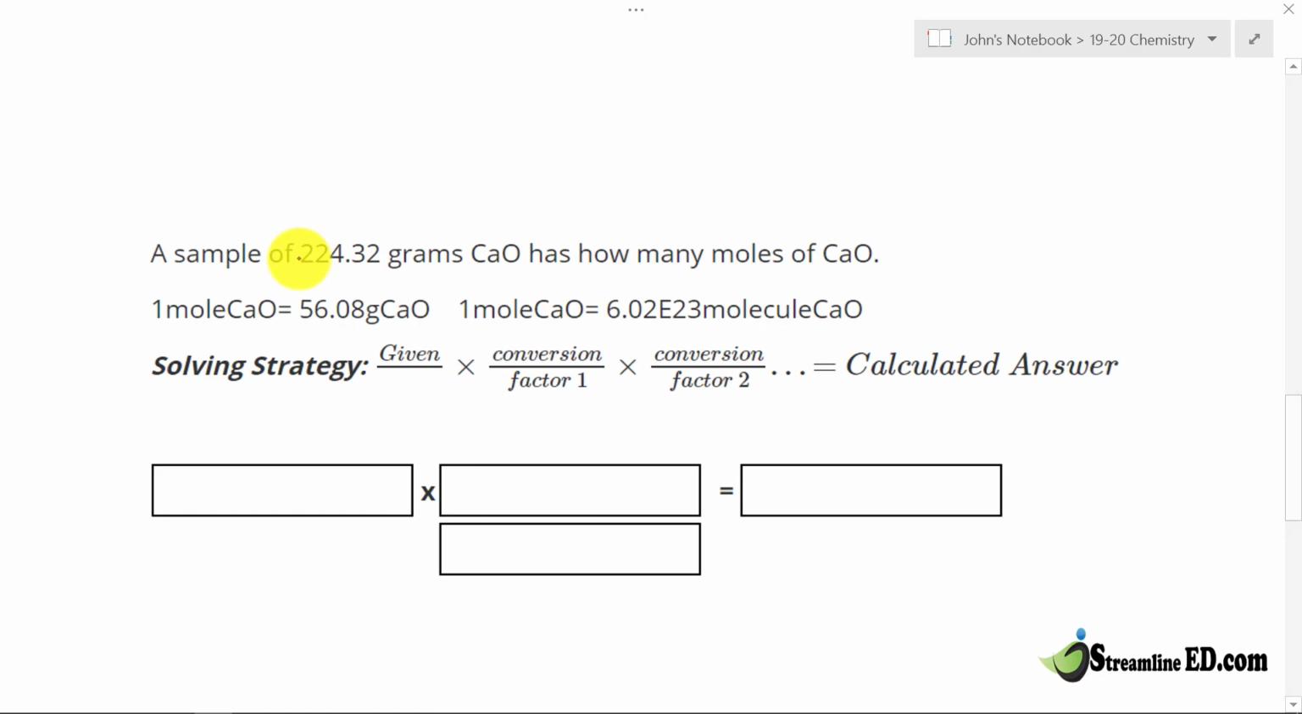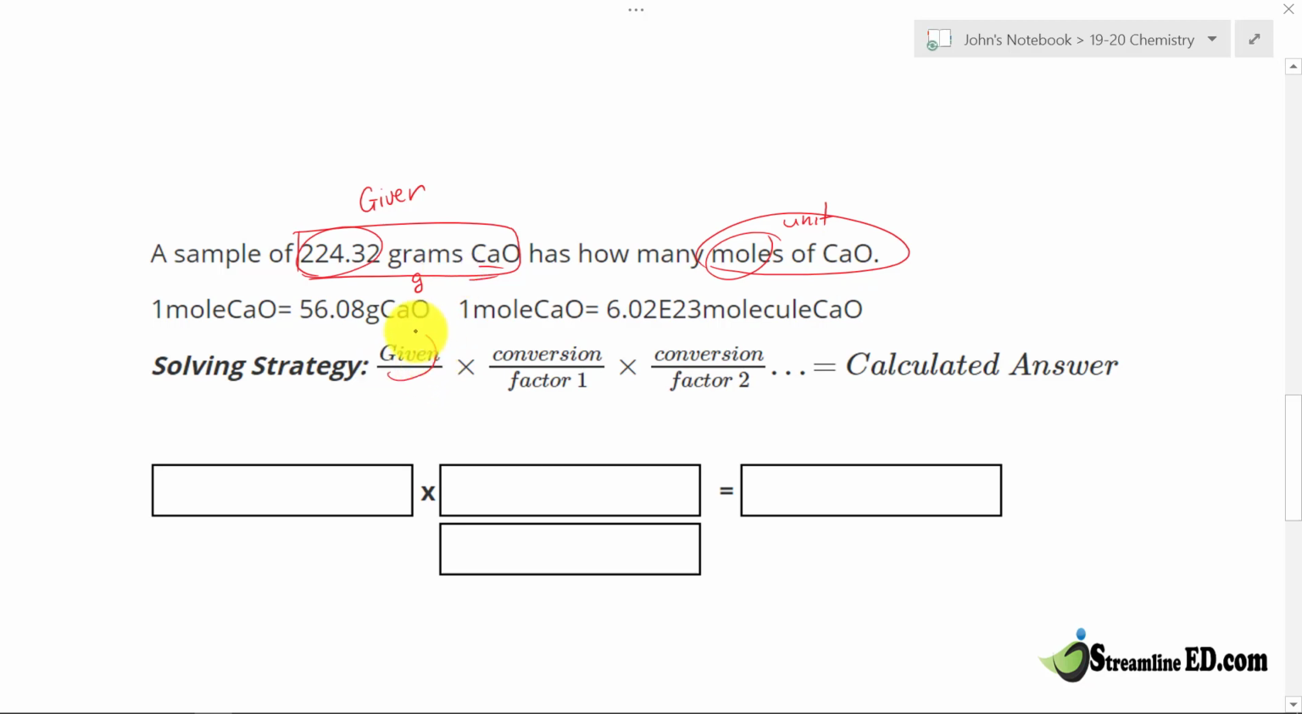Let's try another problem with chemistry measurements. Here we have a sample of 224.32 grams of calcium oxide, which is this one right here. How many moles of calcium oxide does it have? So of course we know that this is our given right here. We are given the number right there. And what is the unit? It is gram, so that's G right there. And what's the substance? Calcium oxide. And what are we looking for? Moles, that's our desired unit right here. Moles of calcium oxide. And that's why you have to know that the measurement has 3 parts: a number, a unit, and a substance. Well, let's look at the strategy.